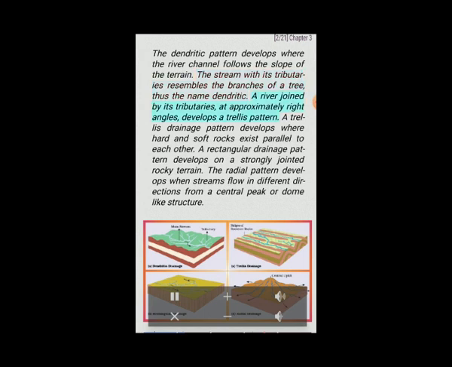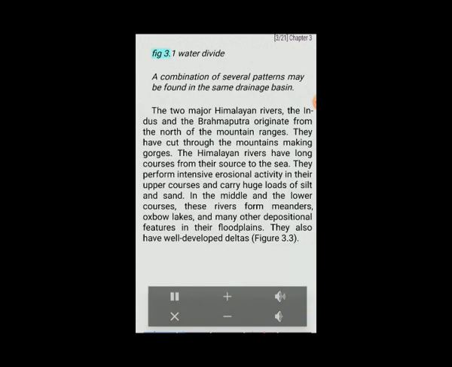A river joined by its tributaries, at approximately right angles, develops a trellis pattern. A trellis drainage pattern develops where hard and soft rocks exist parallel to each other. A rectangular drainage pattern develops on a strongly jointed rocky terrain. The radial pattern develops when streams flow in different directions from a central peak or dome-like structure. Fig 3.1. Water divide. A combination of several patterns may be found in the same drainage basin.